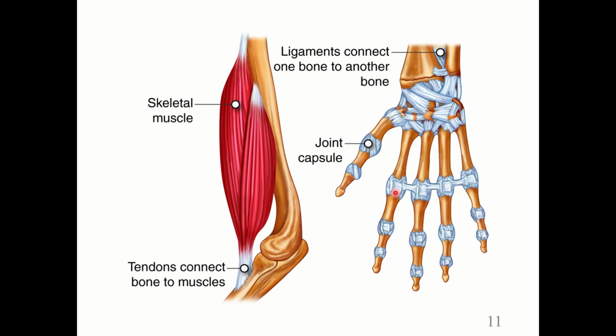This illustration shows ligaments connecting bones to bones. These are very important in joints. And then tendons connect bones to muscles. This is a rope-like tendon. And as the muscle contracts, it pulls on the tendon, which pulls on the bone.